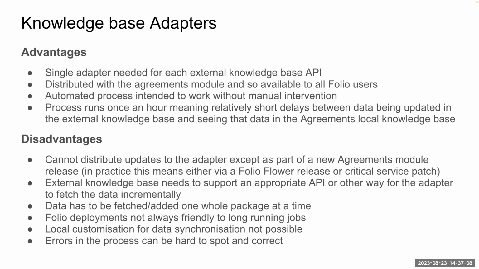It knows how to talk to that external data source because it knows what the API is, it knows what the shape of the data is, it knows how to get it. So once we've done it for one knowledge base API, then it works for all instances of that knowledge base. It's distributed in the agreements module, so once we write an adapter, that's available to everybody who's using FOLIO. It requires a software release, I'll talk about that in a sec, but essentially it's available to everybody once we've written it.